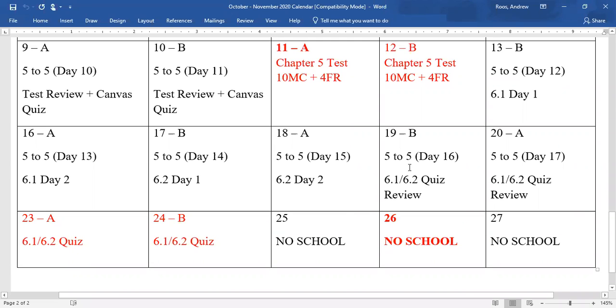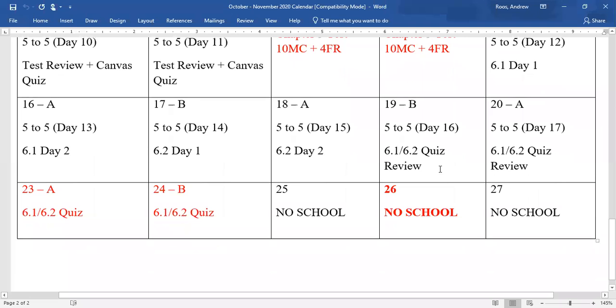Tomorrow in class, we will be working on the 6.1, 6.2 quiz review. If you had some questions from today, you'll have time tomorrow in class to ask those questions. So there's a long time in between the quiz review and the quiz next week.